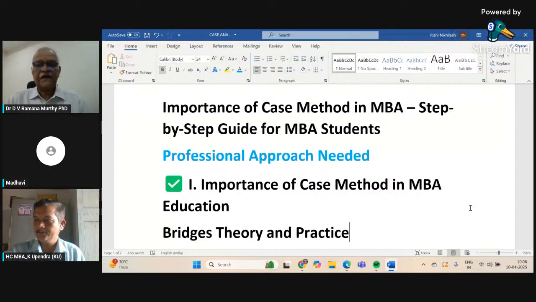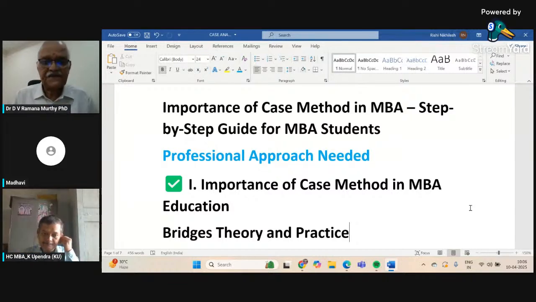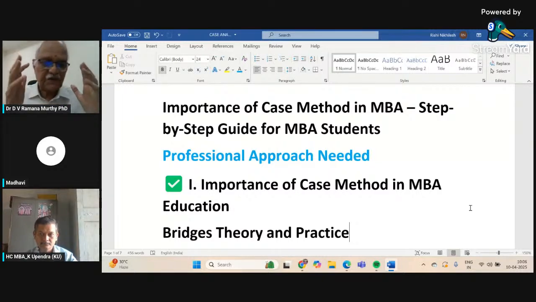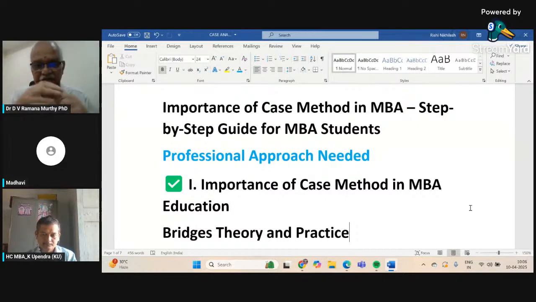Good morning, friends, again, who join me on this master class on case methods. This session would be devoted to the importance of case method in MBA programs, a step-by-step guide to help MBA students understand why a completely professional approach is needed, right from reading the case to giving conclusions or recommendations on the case problem that is given to you.